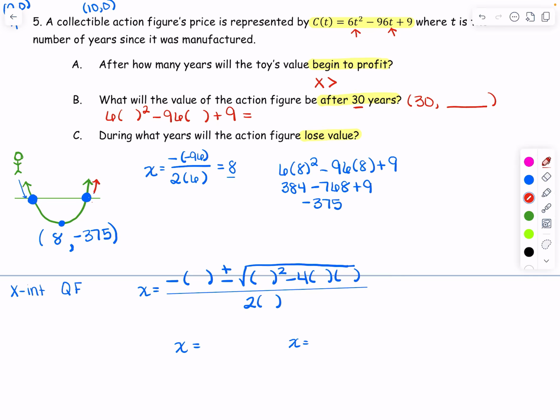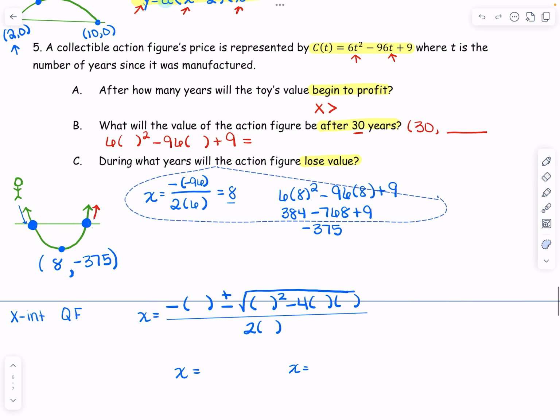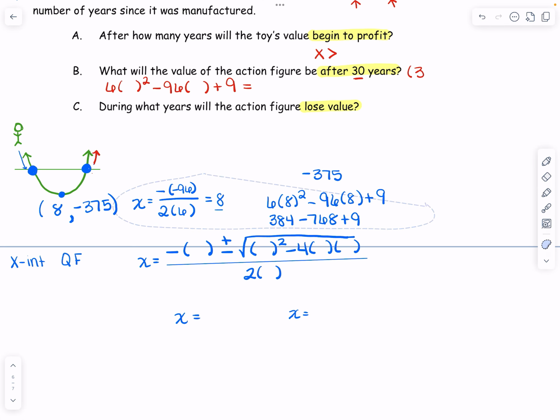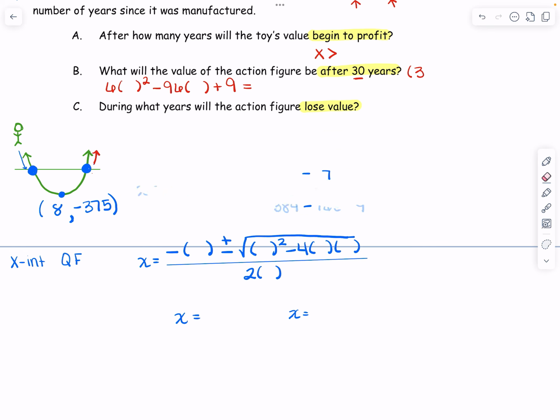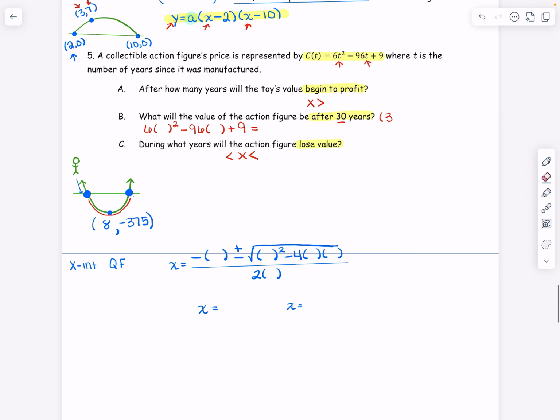And then it says, during what year will the action figure lose value? When we're looking for when the action figure will lose value, we are looking at this and saying, hey, it loses value when it's underneath this area here. So what x values is it between when it's losing value? So your smallest x-intercept to your largest x-intercept. All right, that should help you out with that.